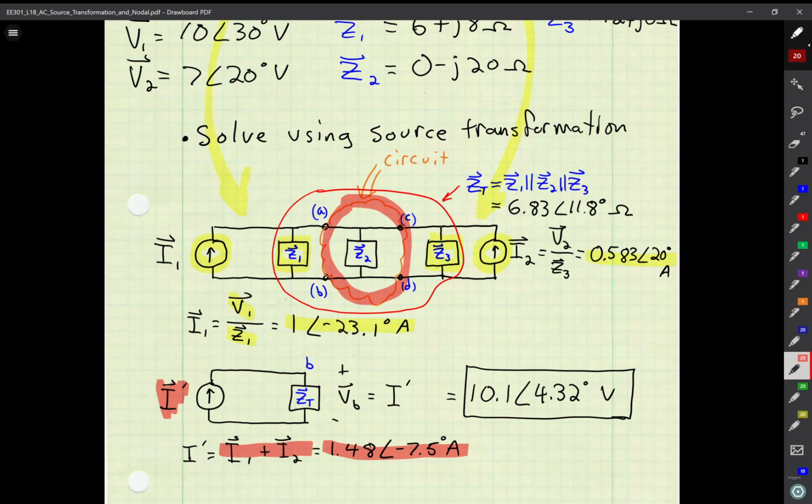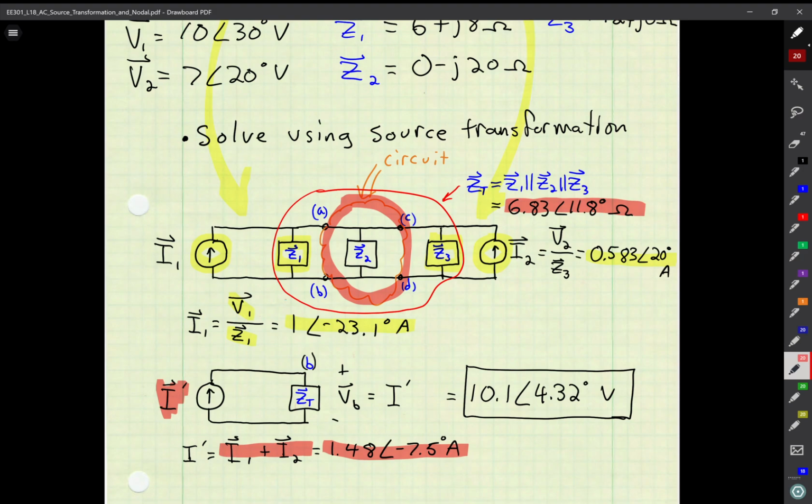And that's my current. The other thing that I could do is combine the three impedances now that are in parallel, and it's the same potential across them, and that potential is the same as VB in my original problem. And here's my node VB right there. So when I combine the three impedances, I get 6.83 with an angle of 11.8 degrees.